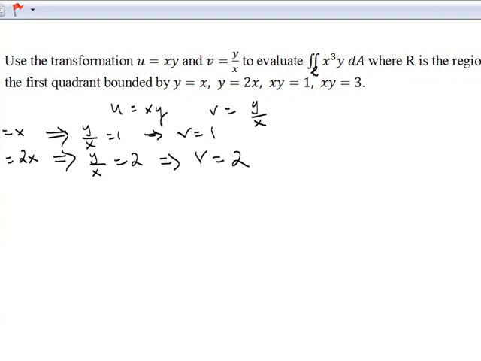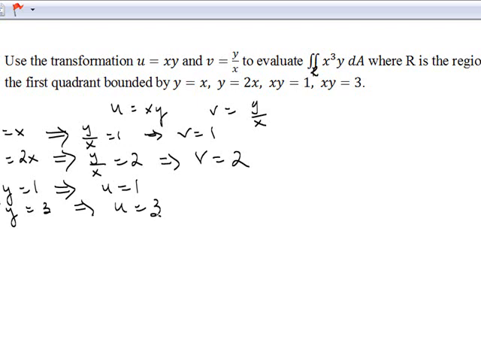What about the other two? xy equals 1. That one is easy. That tells me that u is 1. xy equals 3 tells me that u is 3. Alright, so we have moved from this strange region to a region which is a rectangle.